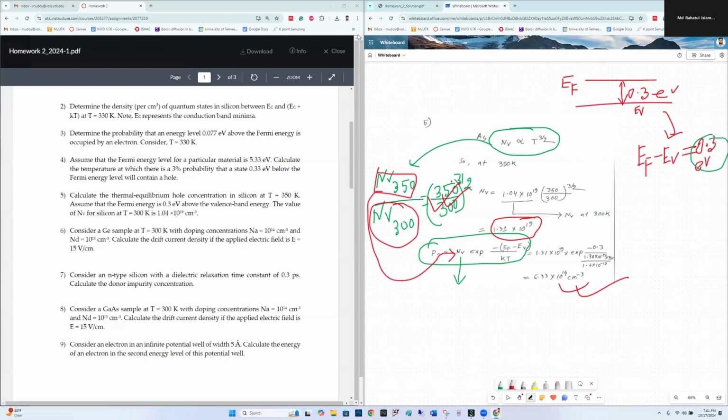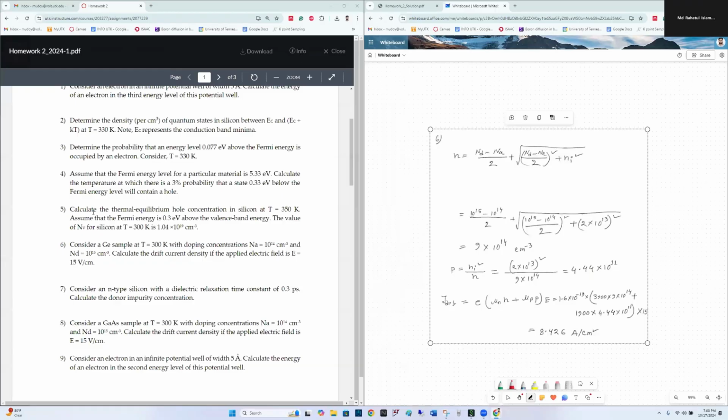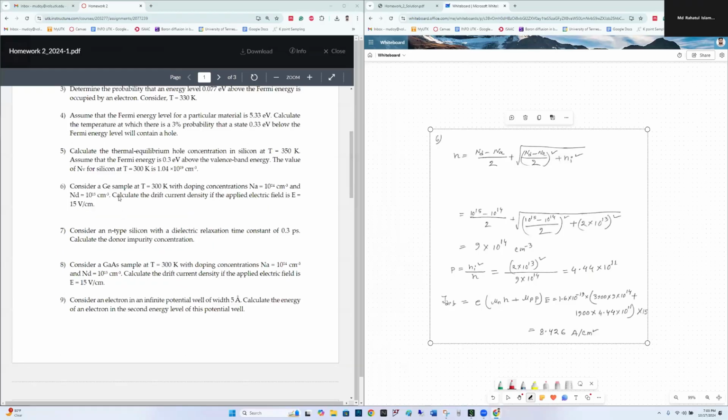Let's move to problem number 6. So let's start problem number 6. Here you have been given a germanium sample data. So focus on this, it's actually germanium. The doping concentrations are given, like Na and Nd are given. So you have to calculate the drift current density, J drift, if the applied electric field E is 15 volt per centimeter.